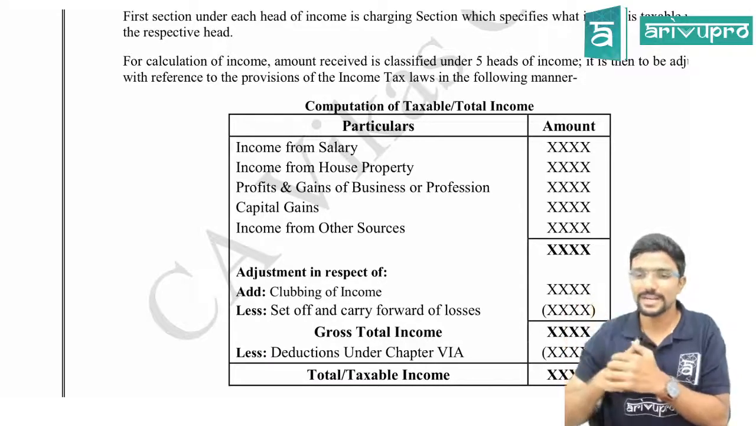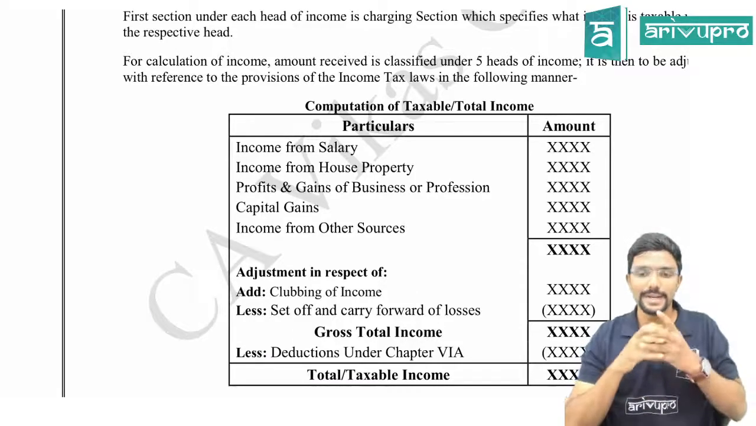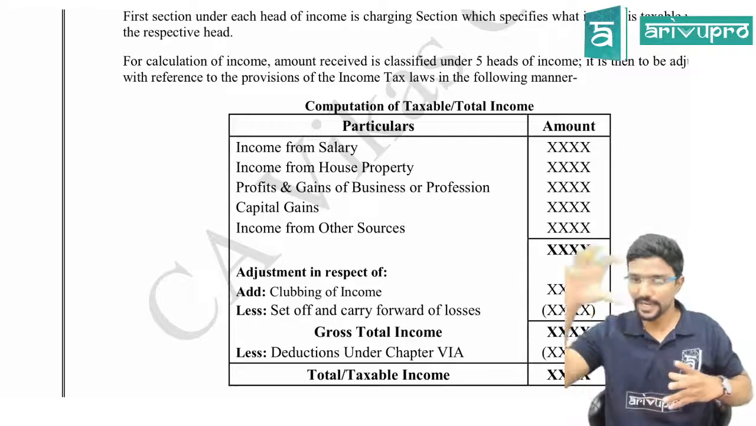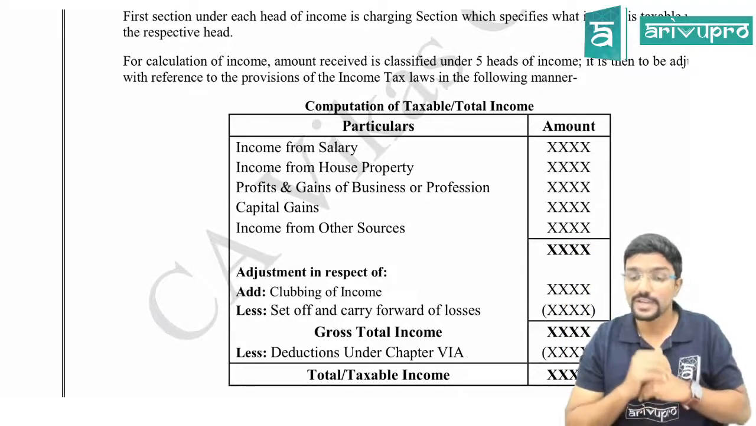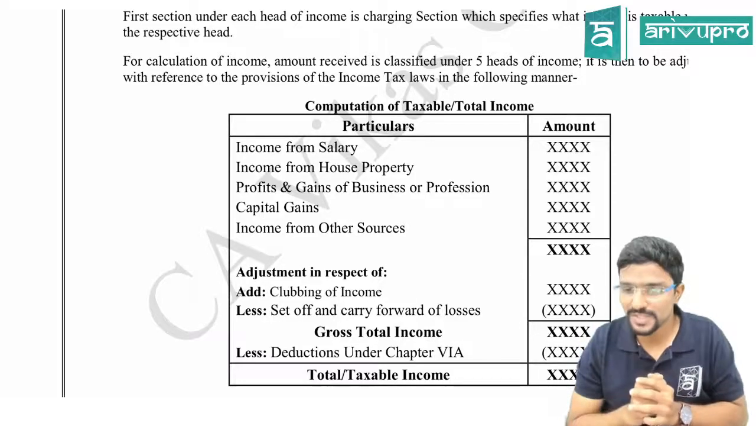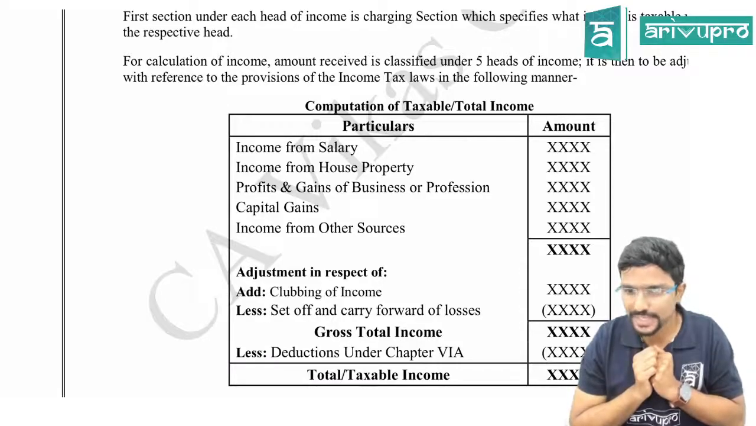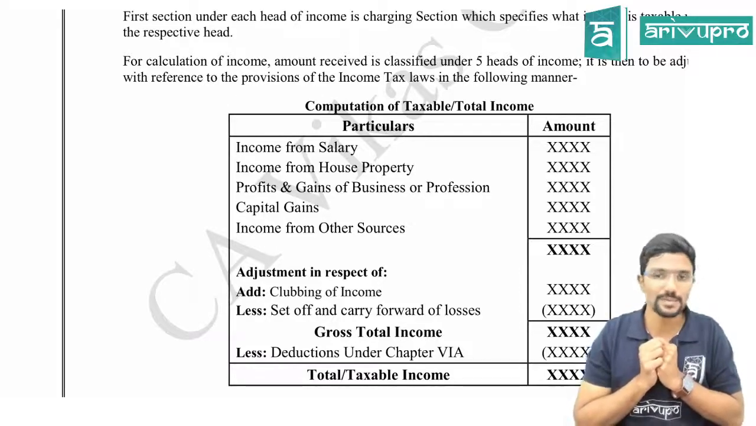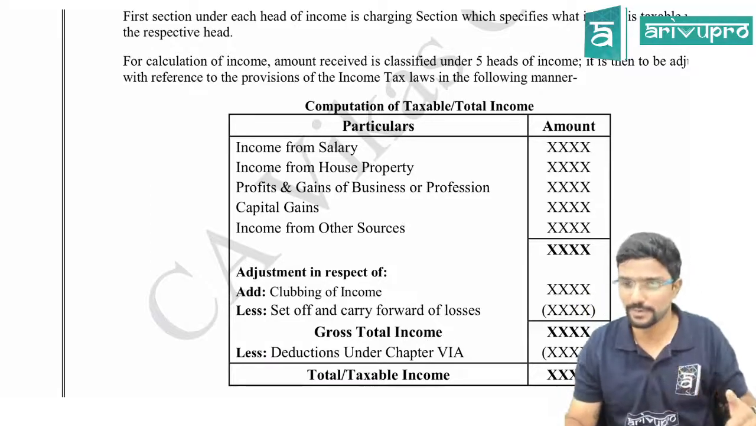On that you will calculate the percentage. Same way, here we have to calculate the first income under each head. From that we have to make certain adjustments. We can claim certain deductions under Chapter 6A. After all that, whatever I get is called total income, or we will also call it taxable income, on which we have to pay tax at whatever rate is applicable for us.